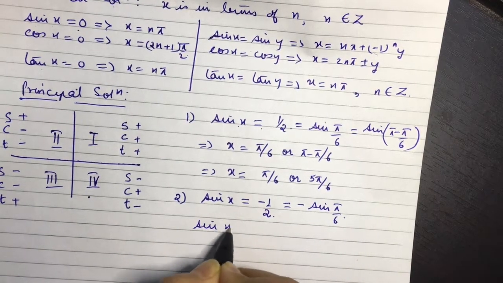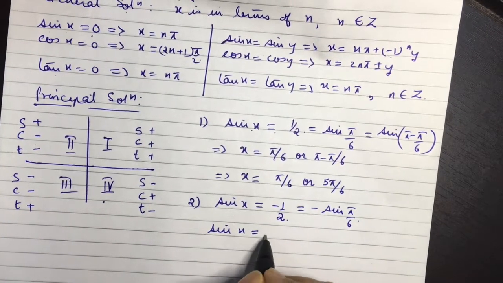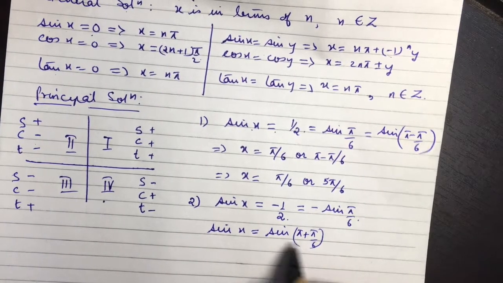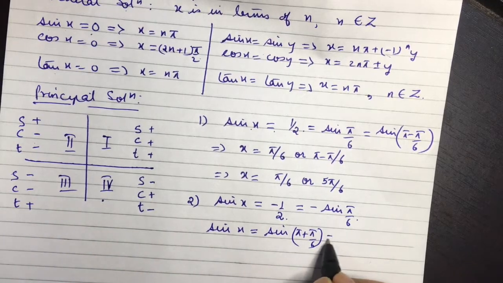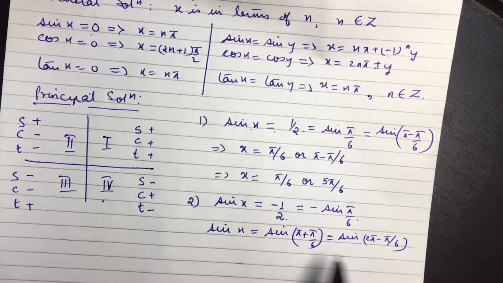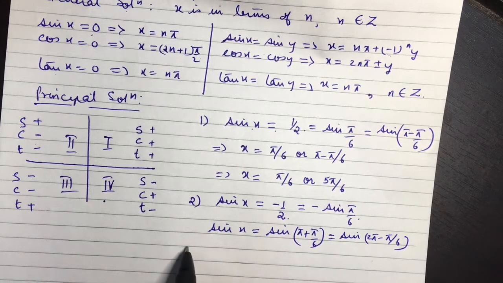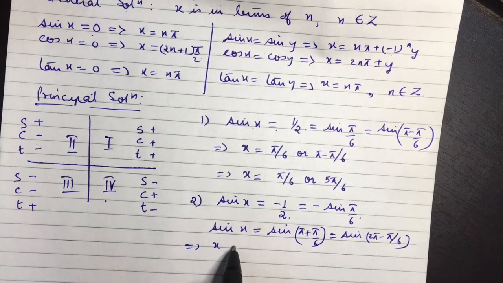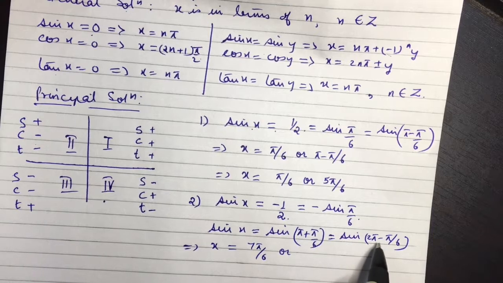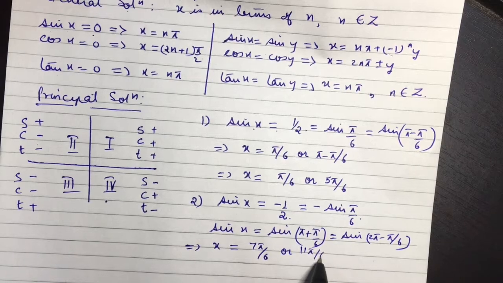And how do I do so? I know that sine is negative in the third and fourth quadrant. So if I write this as sine of (pi plus pi by 6), the angle comes out in the third quadrant, whereas if I write this as sine of (2 pi minus pi by 6), then the angle is in the fourth quadrant, and this minus sign gets absorbed, and so I get two values of x, that is x can be equal to pi plus pi by 6, which is 7 pi by 6, or x could be 2 pi minus pi by 6, that is 11 pi by 6.